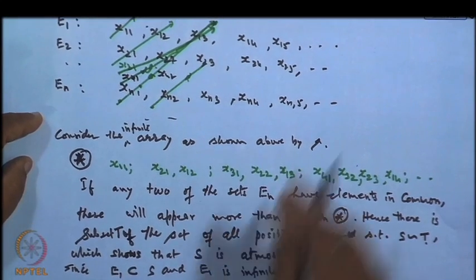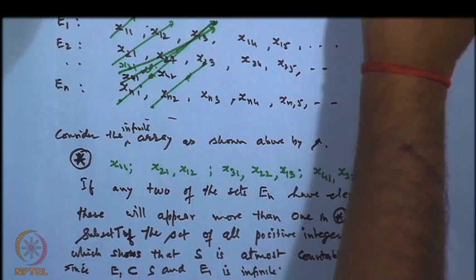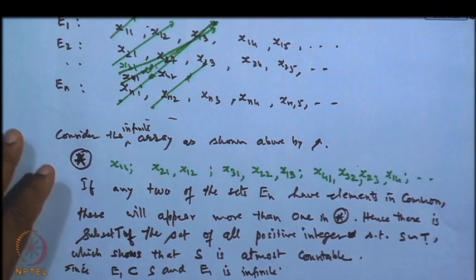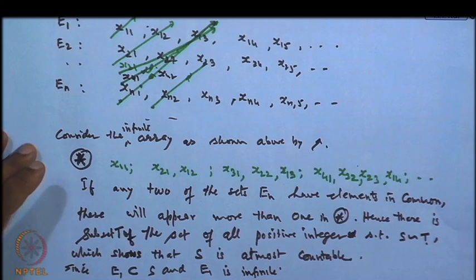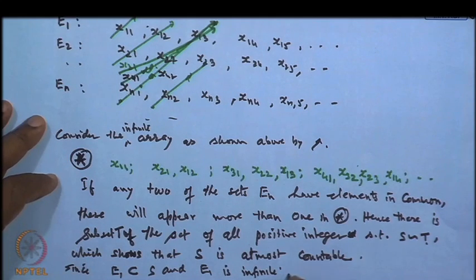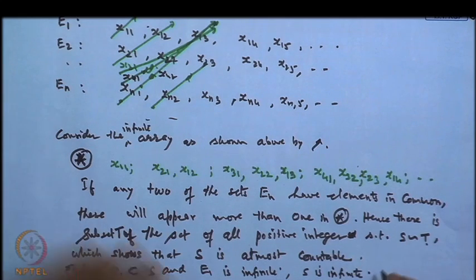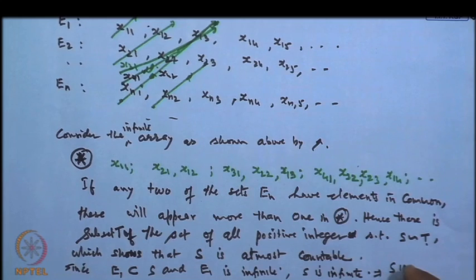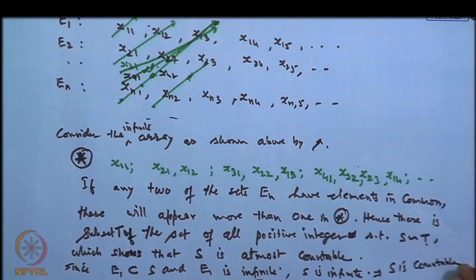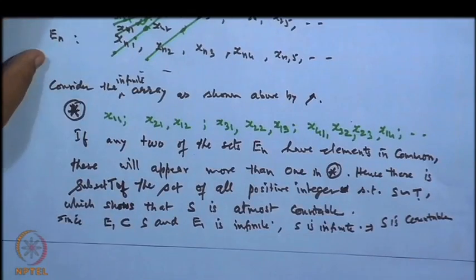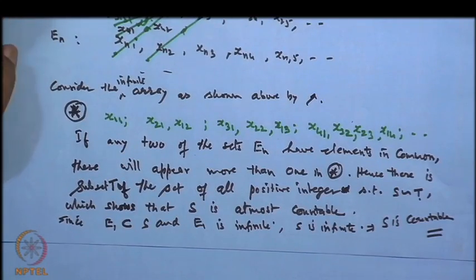So, E_1 is contained in S and E_1 is infinite, because it is already given that the sequence E_n's is a sequence of countable sets which are infinite. Since E_1 is infinite, S will be infinite. So, this shows S is countable, and that proves the result. Okay.